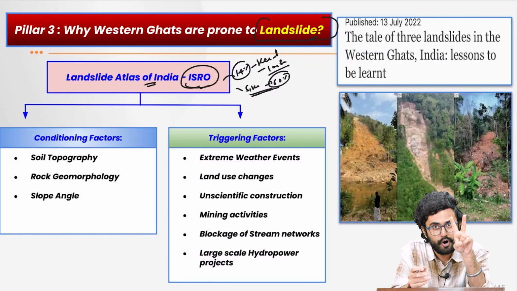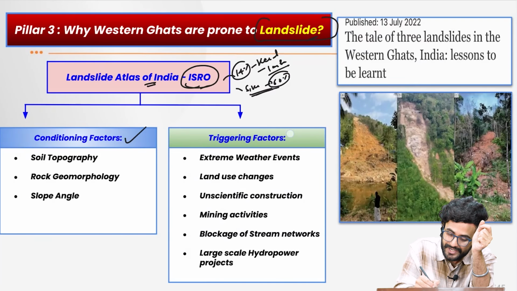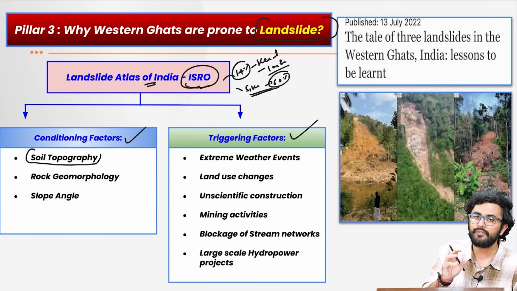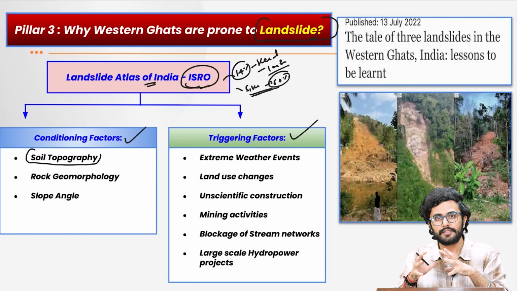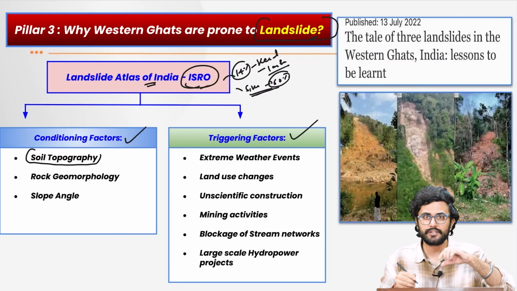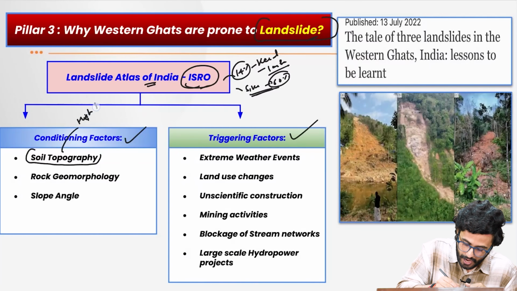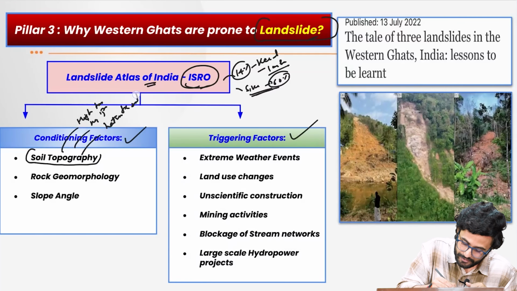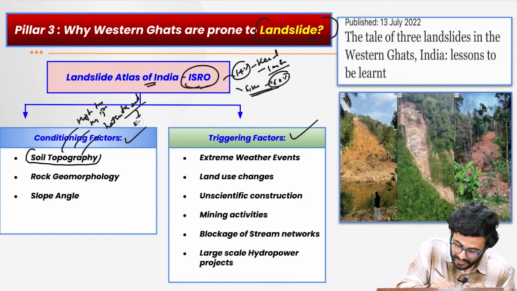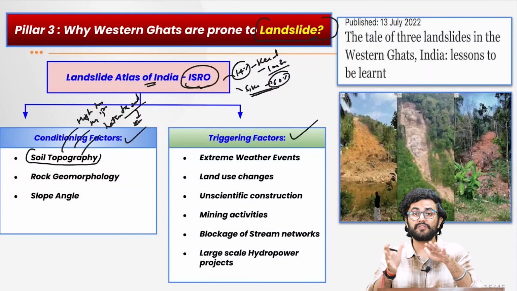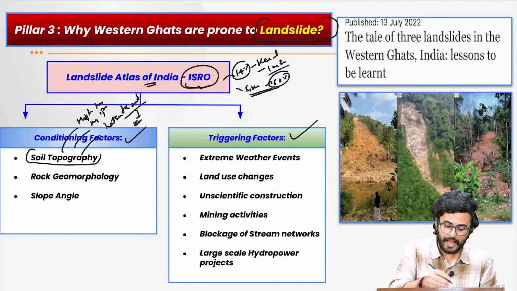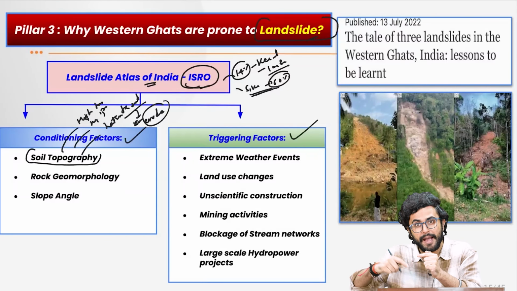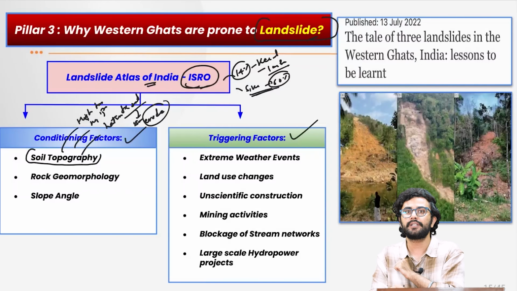So there are basically 2 important factors. One is the conditioning factor and one is the triggering factor for the landslide. The first and foremost is the soil topography of Western Ghat. As we have discussed, the soil in the Western Ghat region has been created in very high temperature and very high precipitation, and thus it consists of laterite soil, which is not very established, or let's say not very stable for a long period of time. So it has a tendency to erode very easily. But this erosion has further been magnified because of one anthropogenic activity. What is that?